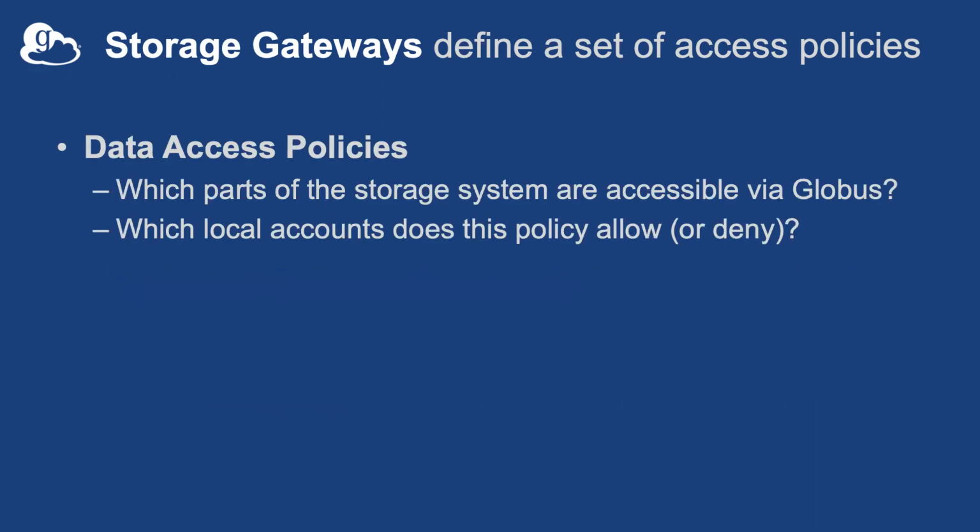Then the second one is data access policy. Which parts of the storage system are accessible via Globus through this storage gateway? You can also essentially have allow and deny lists of local accounts who can access data via this, right? So all of this policy is configured at the storage gateway. And again, it's an admin construct and not something a user ever sees.